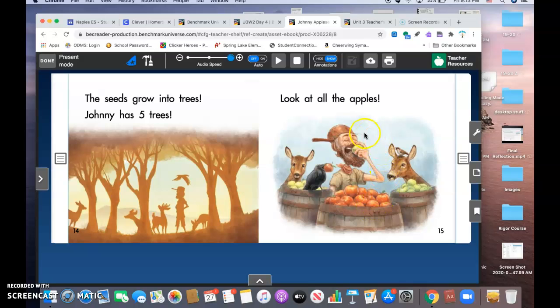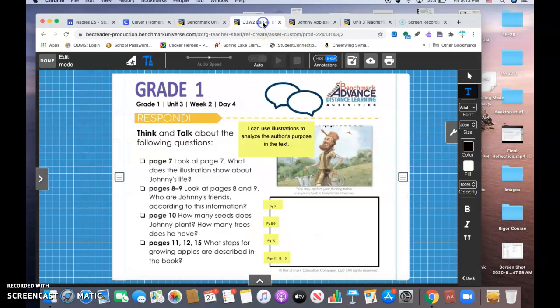Yummy. This might be one of my favorite steps in this process of growing apples. All right. So what steps did we just see for growing apples in the book? Again, you can respond right here on the page. If you do, please be sure to save your work, or you can respond in your reading journal.